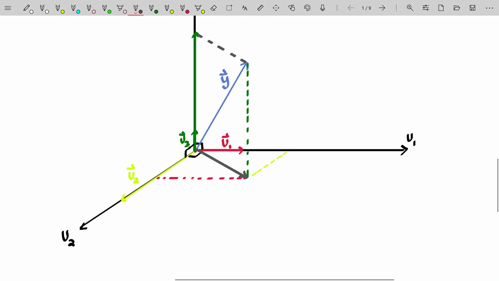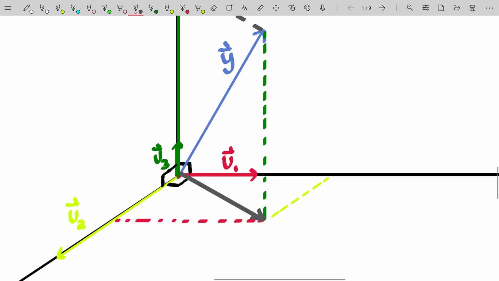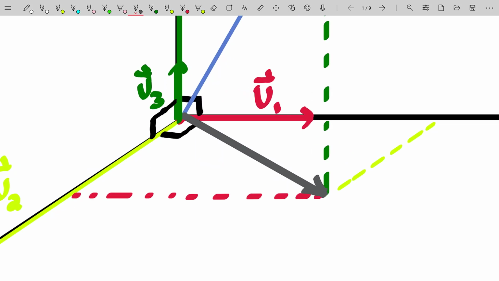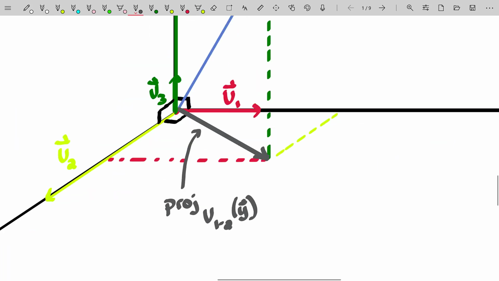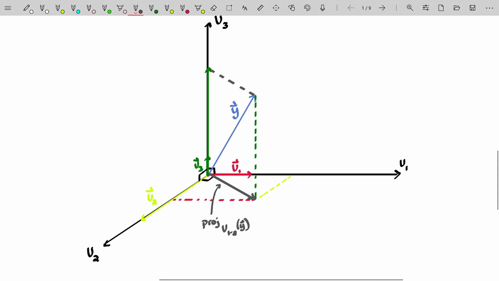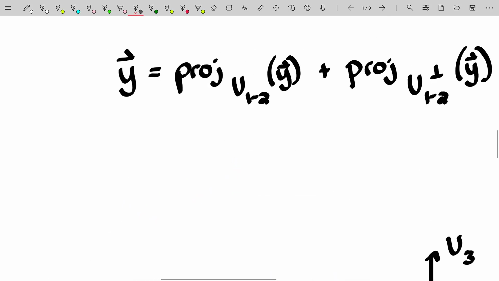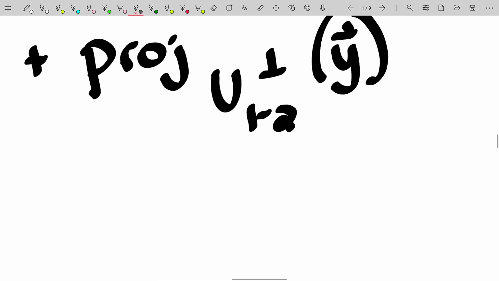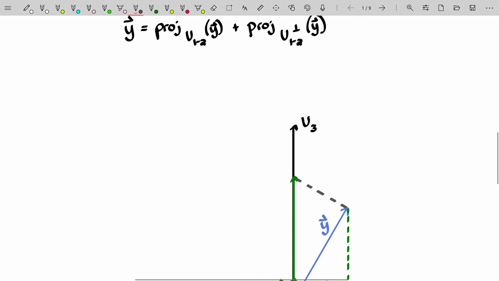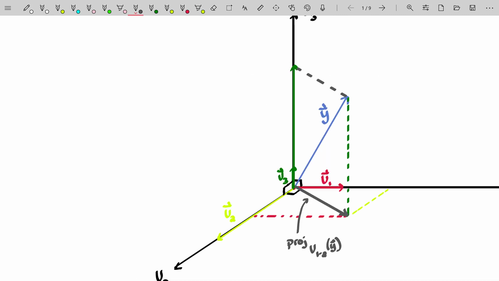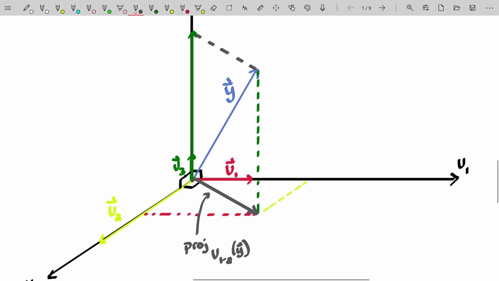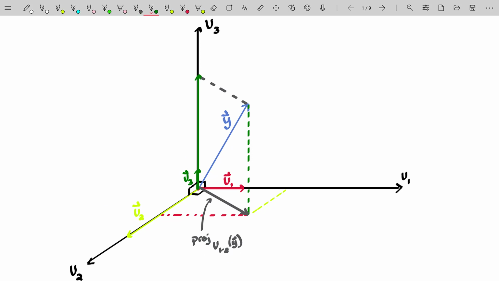All right, so what you see right here is the vector y in blue. Its shadow onto the plane spanned by the vectors u1 and u2 is shown right here. That's actually what that gray vector is. Now I want to write y as the sum of two vectors. Well, as we've said right here, y is the projection of y onto the span of u1 and u2 plus the projection of y onto the space orthogonal to that, and in this three-dimensional example, the projection of y onto the space perpendicular or orthogonal to that plane is going to be this green vector right here.